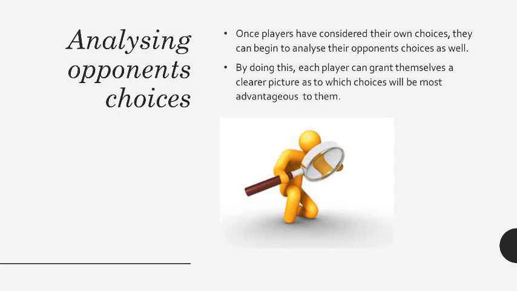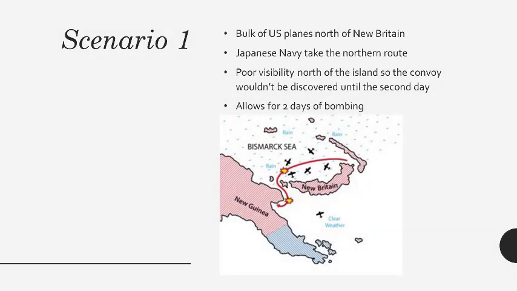The third step involves each player's analysis of their opponent's choices. Both commanders each had two decisions, which leads to four possible outcomes. The first scenario shows the bulk of the US planes north of New Britain and the Japanese Navy taking the northern route. Due to weather conditions, the visibility is poor, so the convoy wouldn't be discovered until the second day, which allows for 2 days of bombing.